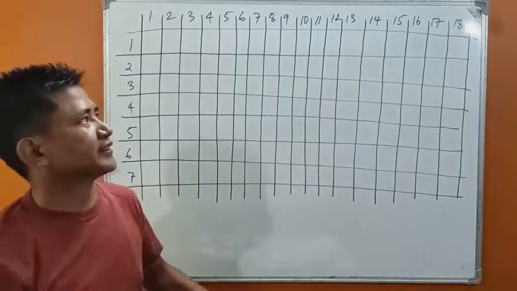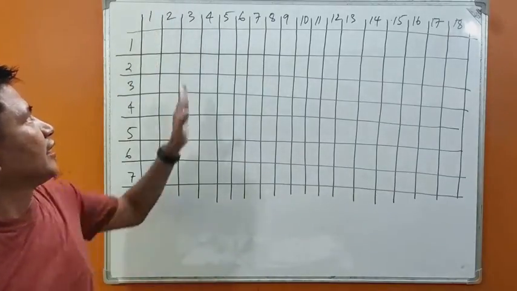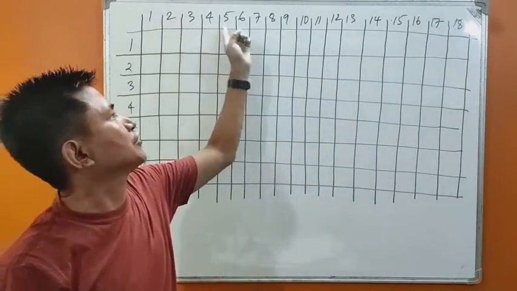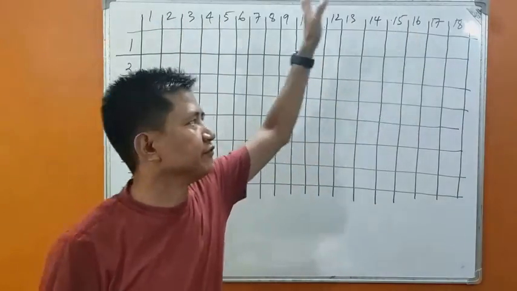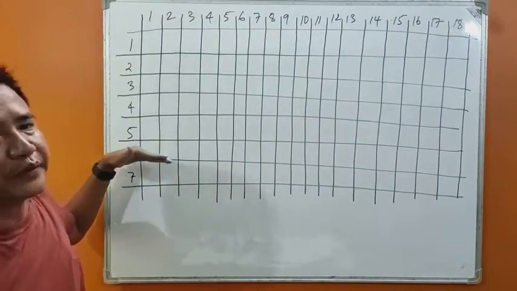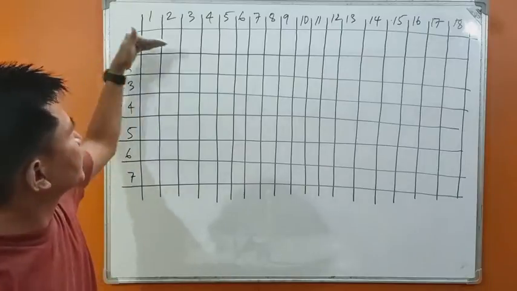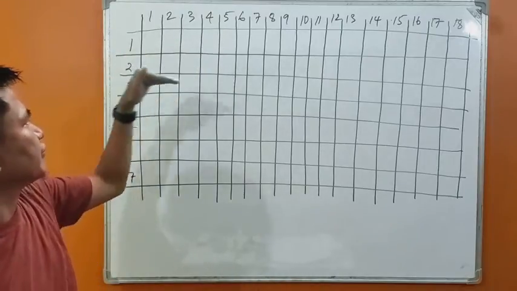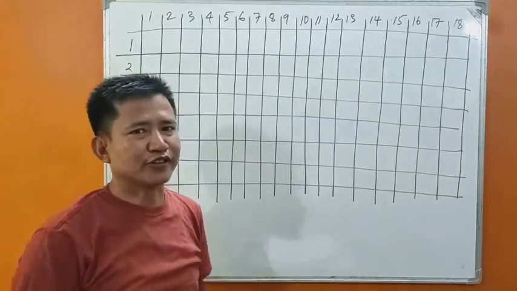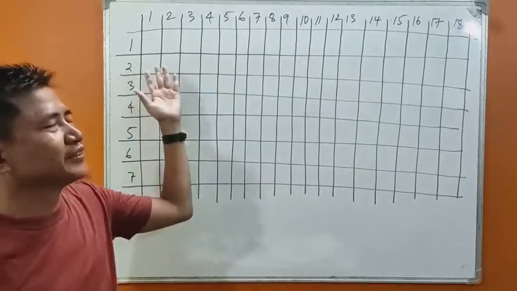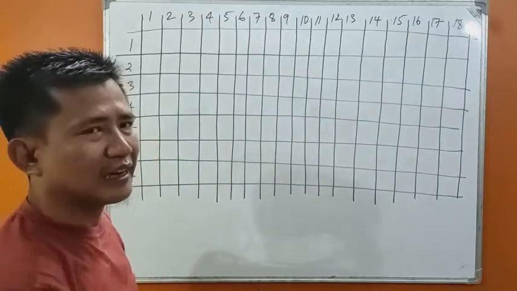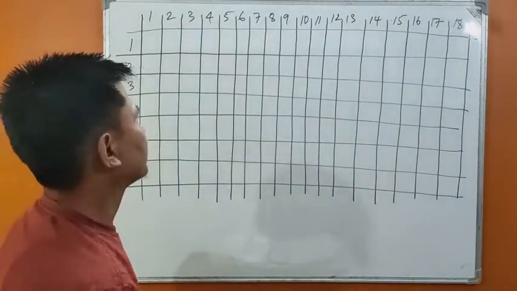The modern periodic table has 18 vertical columns called groups, 1, 2, 3, up to 18, and 7 horizontal rows called periods. This is period 1, this is period 2, period 3, period 4, period 5, period 6 and period 7. Henry Moseley arranged elements in the increasing order of their atomic numbers, isn't it? So let's write the elements in the increasing order of the atomic numbers.